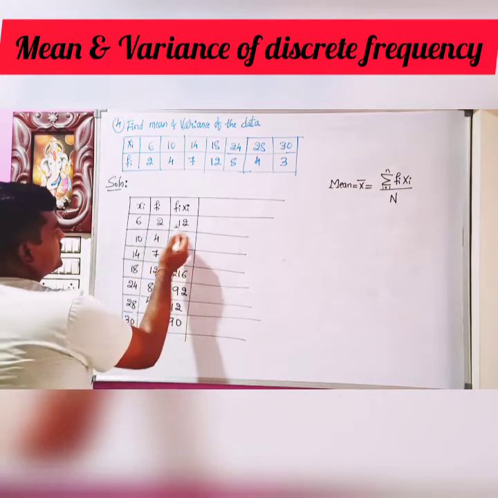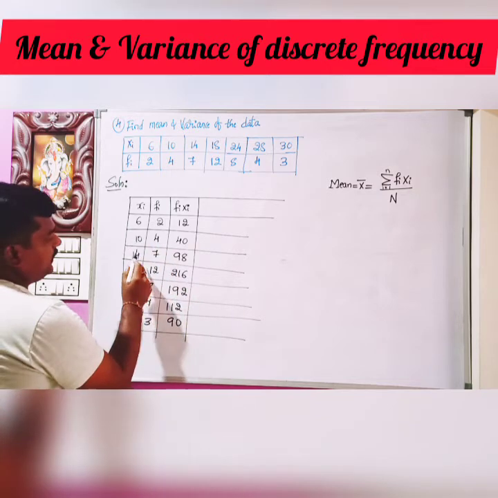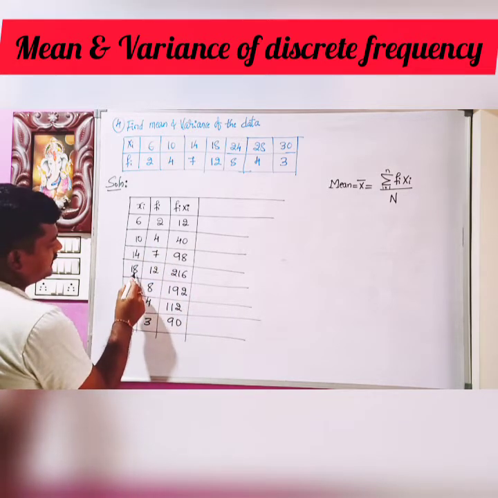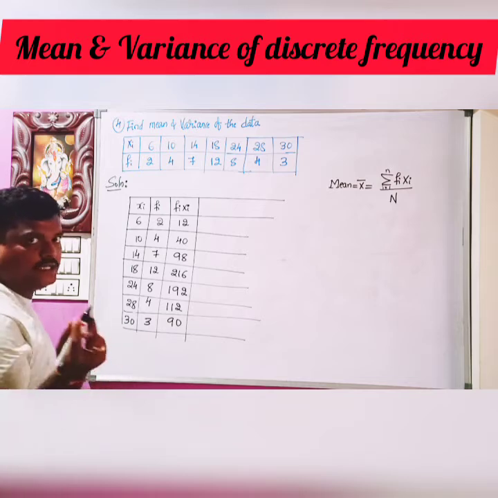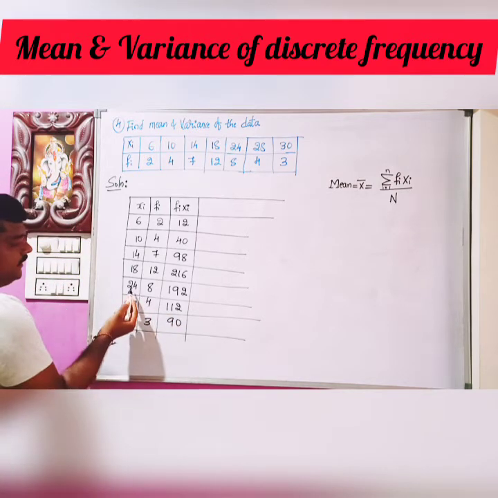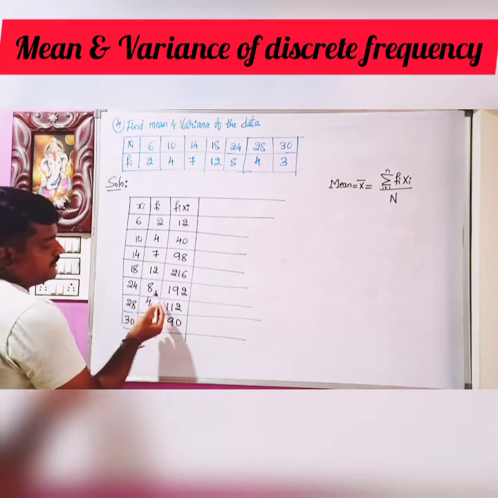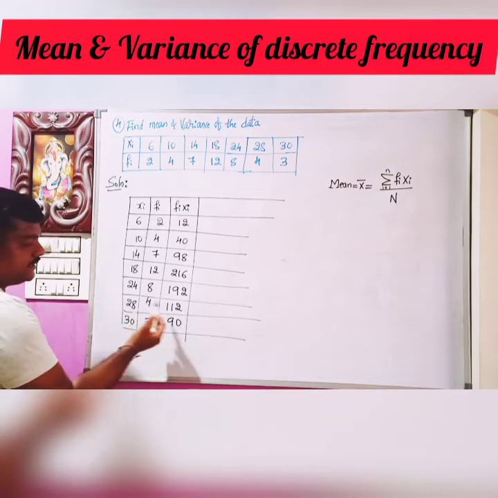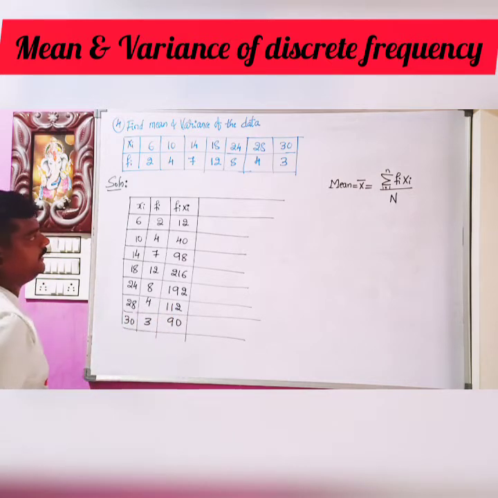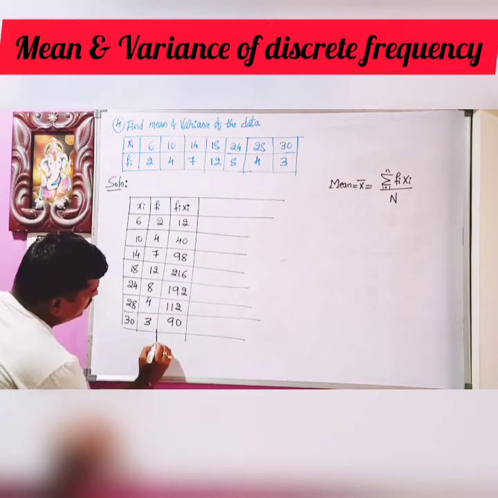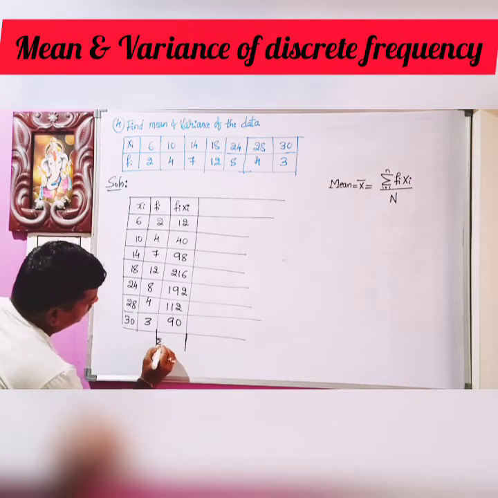Yes, 6 2s are 12, 10 4s are 40, 14 7s are 98, 18 12s are 216. You can use simple calculators. Yes, 24 8s are 192, 28 4s are 112, 3 30s are 90. Now to find the summation, the sum of this.